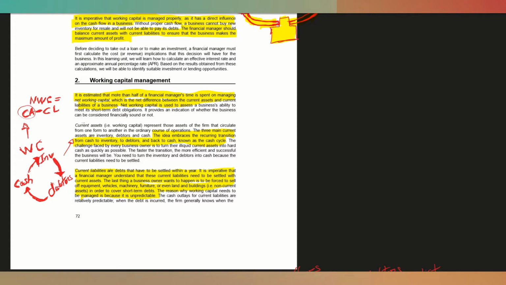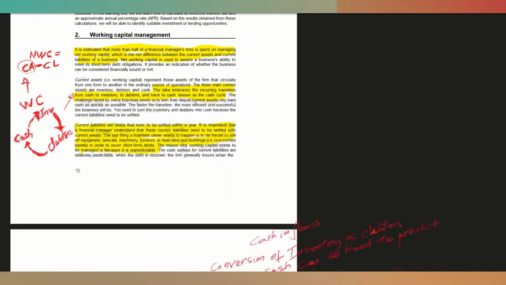So it is quite important for a business to transform or to turn their illiquid current asset, and I repeat again that illiquid, not liquid, so not cash. Whatever current asset that they have that is not cash, they want to turn it into cash. And the faster that transition, the more efficient and successful the business will be, right? So we're making sure that we are talking about current asset. We are not talking about non-current asset.